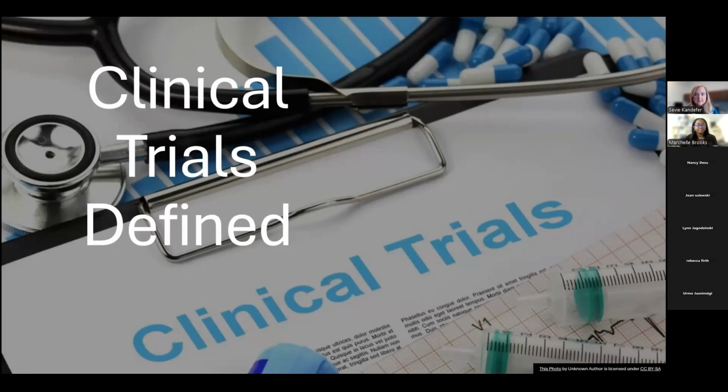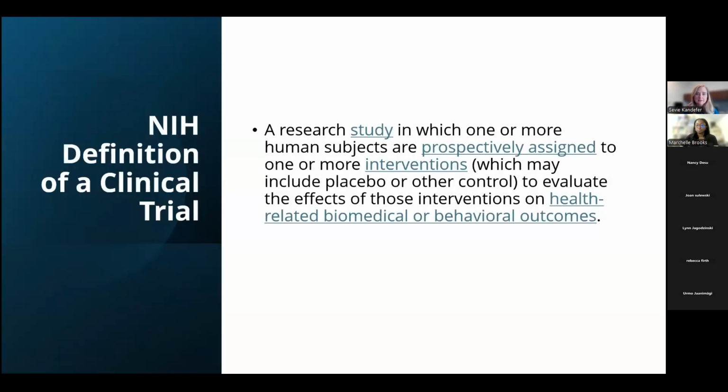Yeah, so I'm Sevie Kandefer. I currently work at the Clinical Research Office here at UB, but I've worked in research for over 20 years, mostly as a research coordinator and mostly on industry-sponsored clinical trials. So with the recent push to increase the number of clinical trials here at UB, I thought we'd break down what makes a study a clinical trial. So we'll dive right in.